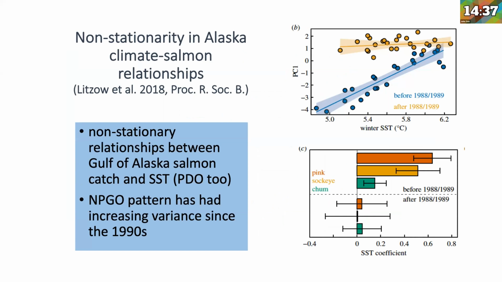Here's a pair of figures from their 2018 publication, showing that before the 88-89 change in North Pacific climate that gave rise to this increased NPGO expression, you saw a pretty strong correlation between winter sea surface temperature and this principal component representing pink, sockeye and chum production in the Gulf of Alaska. In the years since then, up to I think 2015 in the work that they published, that correlation has gone away. Salmon production in most of the 90s and 2000s in the Gulf of Alaska remained mostly high, regardless of where the winter SST in the Gulf of Alaska was.